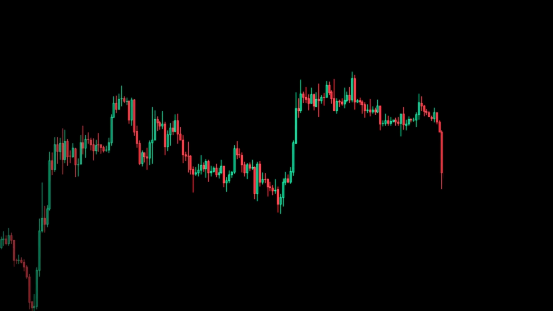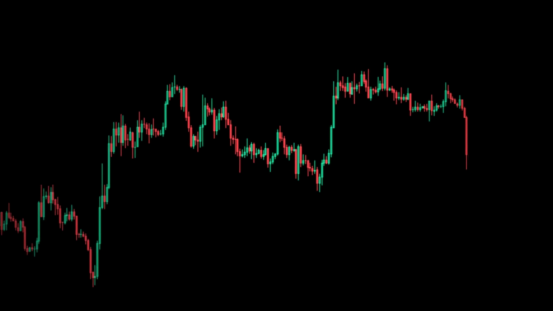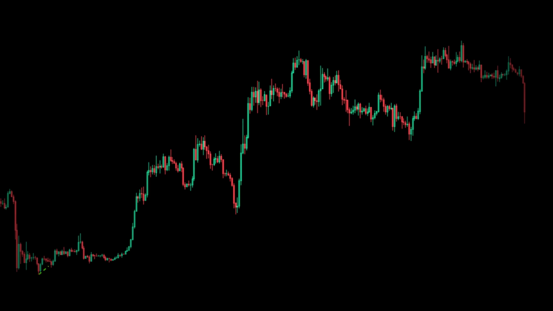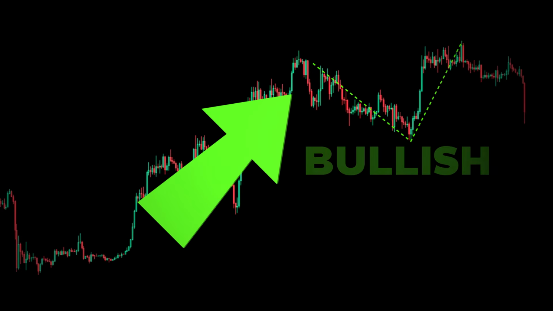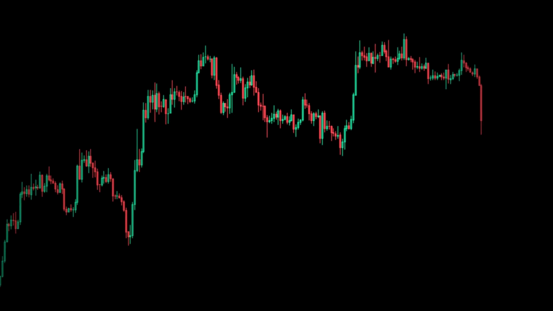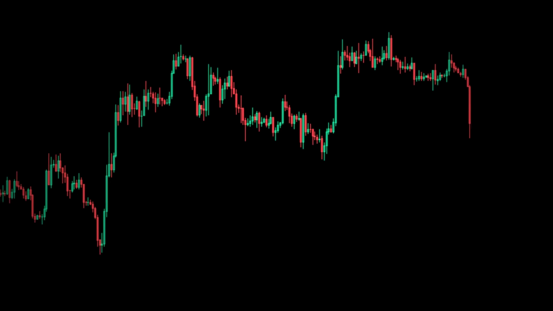Right now we're looking at Bitcoin. We're on a high time frame, like the daily or larger. Then we identify the macro trend. As we can see, it's been making higher highs and higher lows, so this market is trending bullish. So we're going to be looking to enter at a retracement to go long.